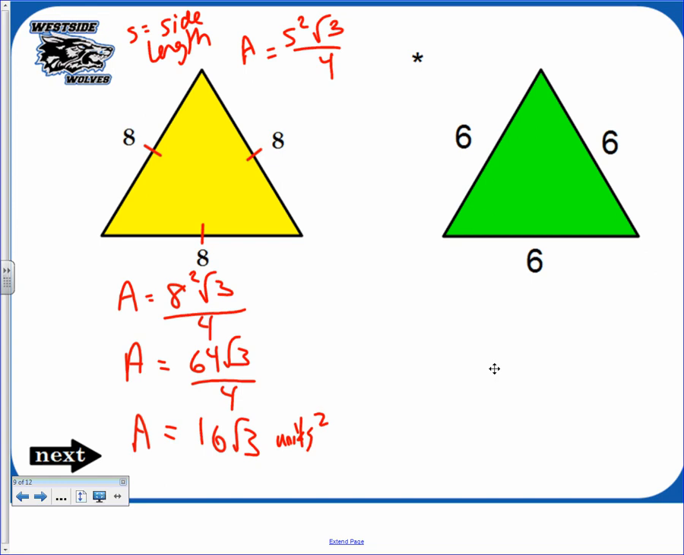All right, so you can pause the video and do this green one that has a star by it. This will be put into your notes that you'll turn in when you come into class. So pause the video now, do this problem, and start the video back up when you have it done.